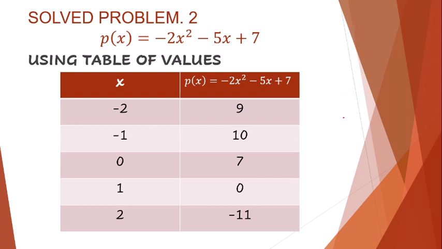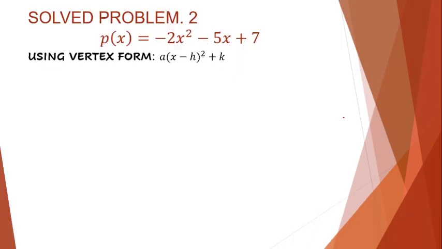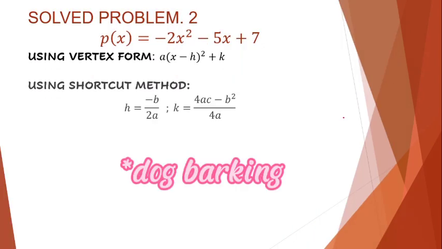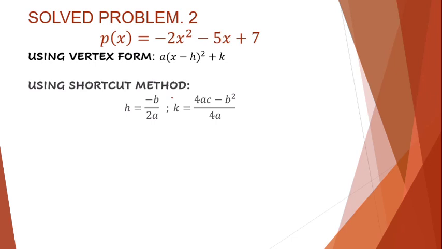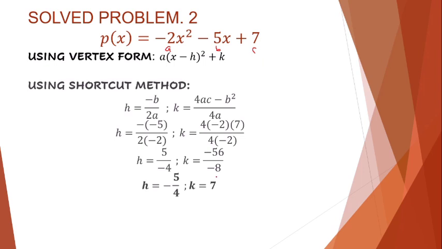Using vertex form, shortcut method na lang po ang gagawin natin ngayon. So, ano po yung B natin? Negative 5. Your A is negative 2. And your C is 7. Now, ito po ang result. Yung H nyo is negative 5 over 4, where your K is 7, positive.